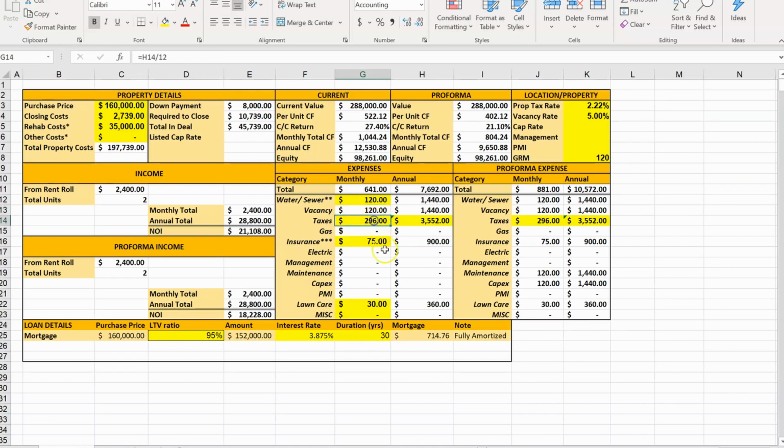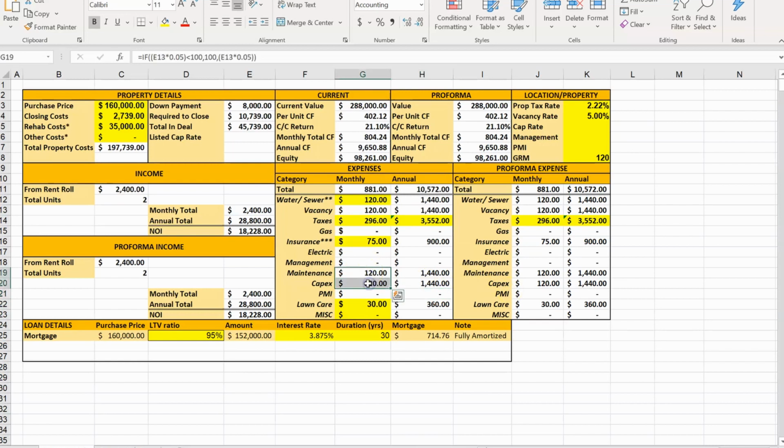Vacancy 5%. Taxes will remain the same on this property. They might even be lower than this because I'm going to do a tax abatement on this property. So it's kind of hit or miss if they lock the taxes at the previous value before the sale, or if they'll lock it at the sale and not the future value. Gas, electric will be nothing because the tenants take care of that. Insurance will be the same.